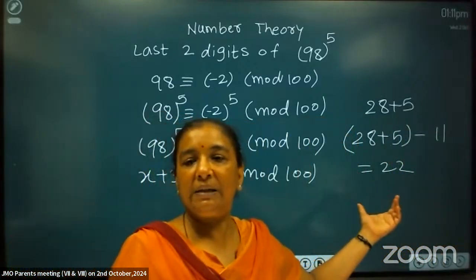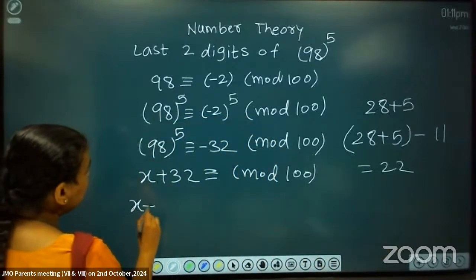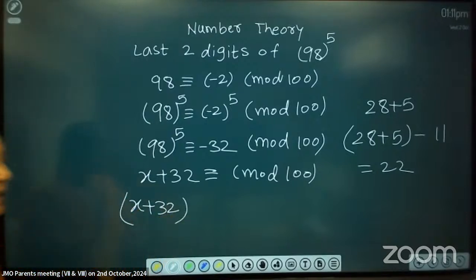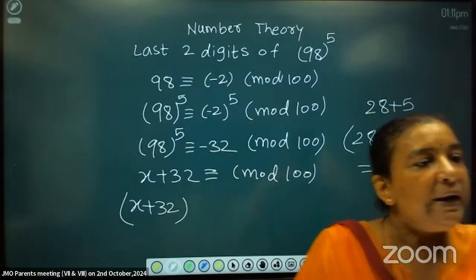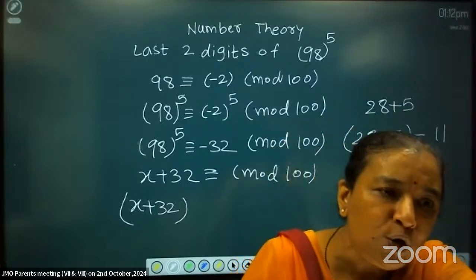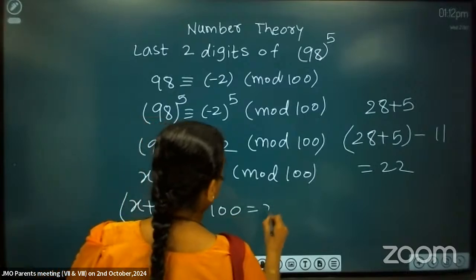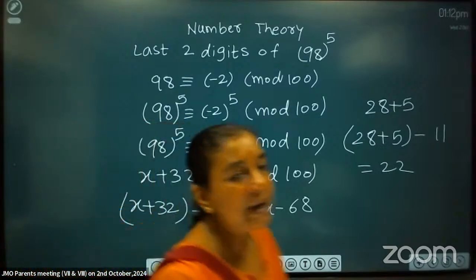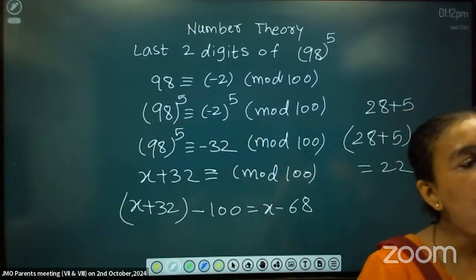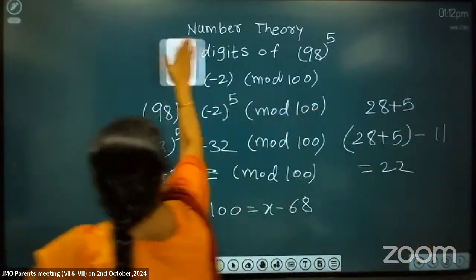I will apply the same logic over here. So I will say x plus 32 is completely divisible by 100. If I want to find the earlier number divisible by 100, it will be smaller than this number by 100 only. Correct? So x plus 32 minus 100 gives me x minus 68. x minus 68 is the number which is completely divisible by 100. So I will write it this way.